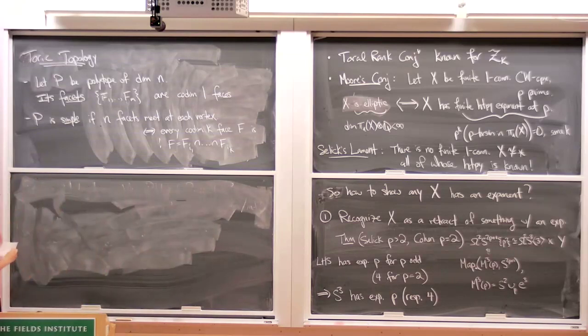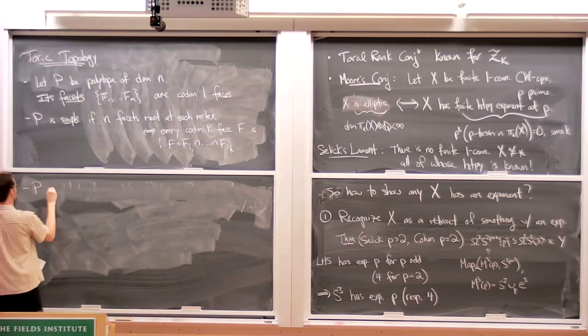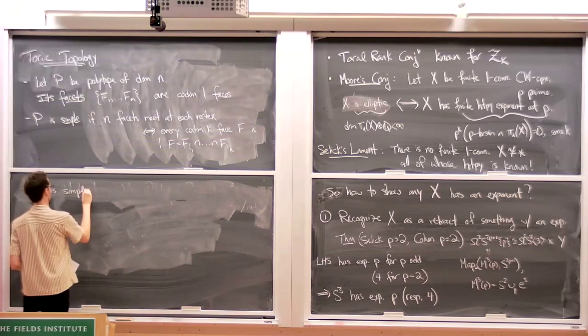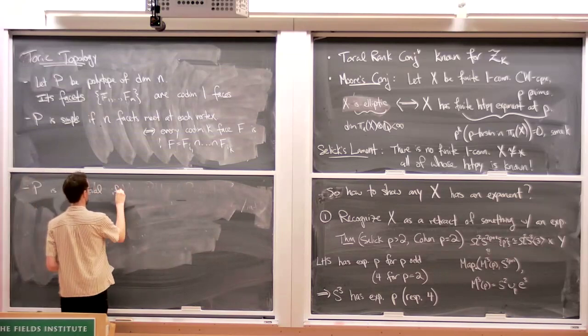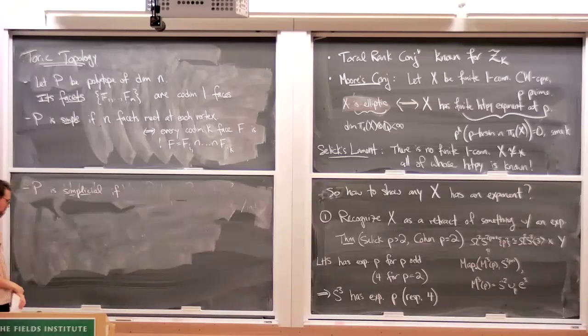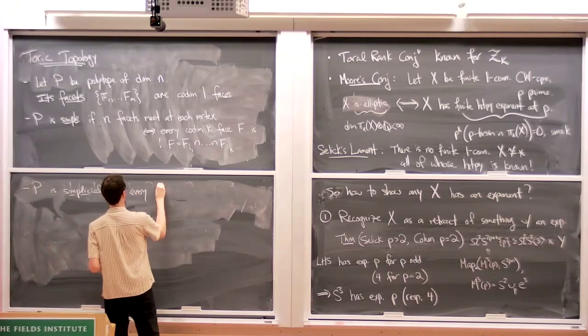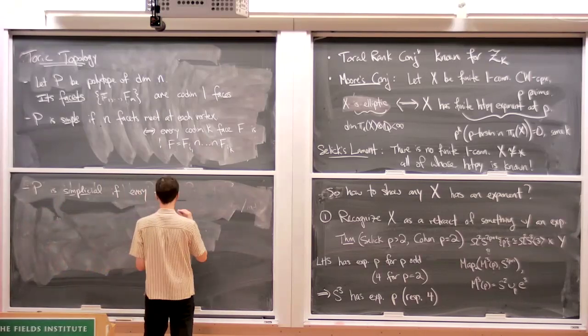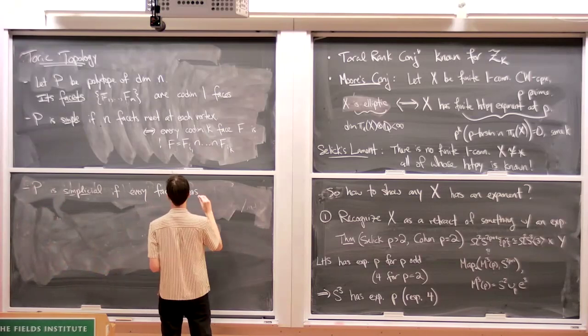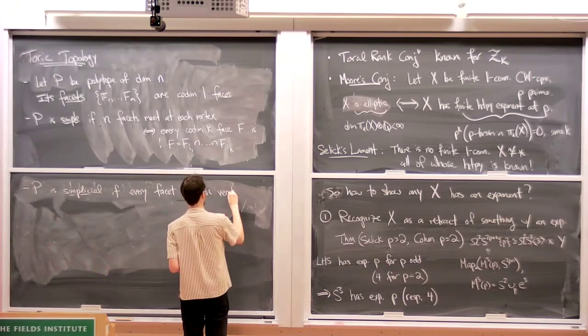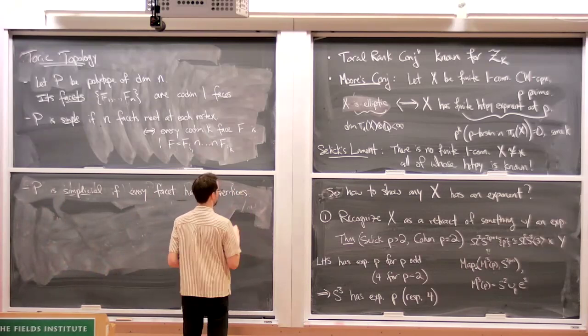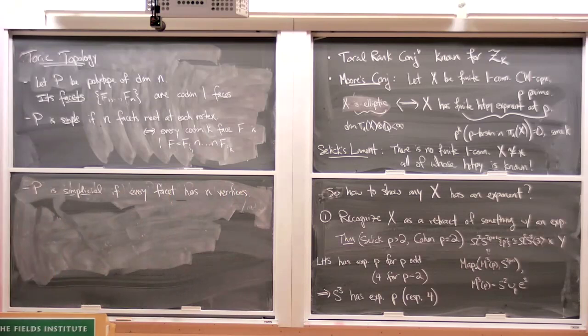So that's a simple polytope. And sort of dual to that, we say P is simplicial if every face is a simplex, I guess. So every facet has n vertices. Right, so every facet is like a triangle or a 3-simplex or whatever dimensional simplex it's supposed to be.